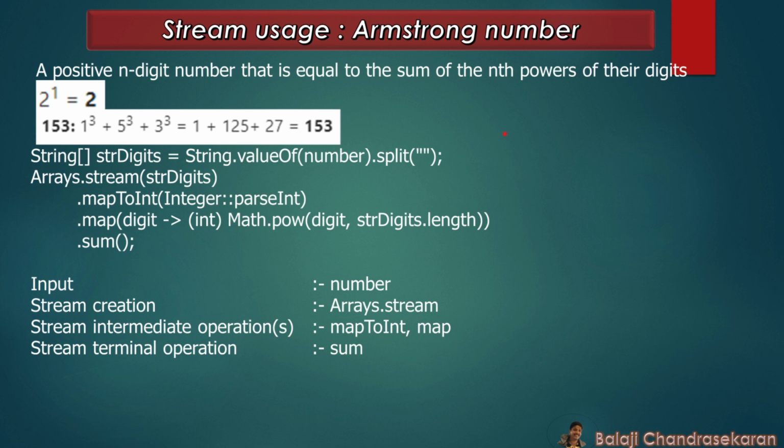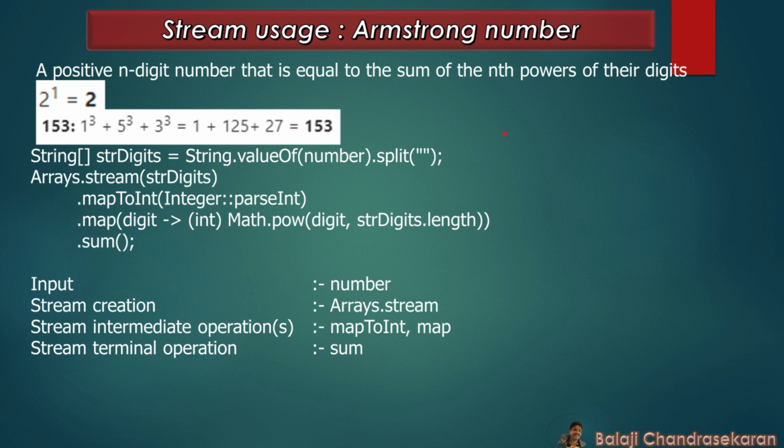The valueOf method in the String class is used to convert the given input integer number to a string. The split method splits the string into an array of strings where each string represents a single digit. The Arrays.stream method is used to create a stream for the string array. The mapToInt method is an intermediate operation which maps each string digit to its integer representation using the Integer.parseInt method, resulting in a stream of integers.